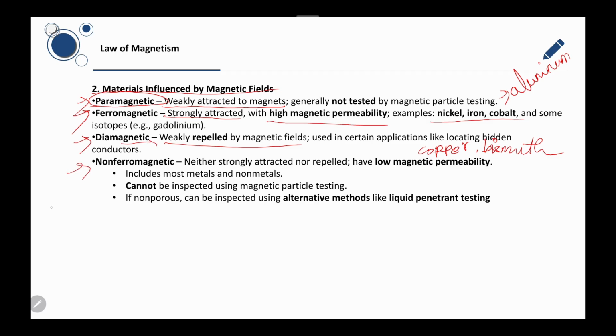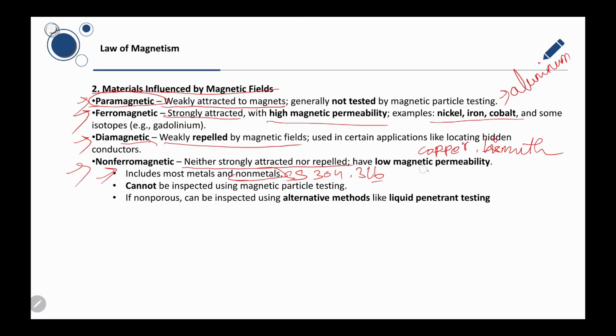The next one is non-ferromagnetic materials. They are neither strongly attracted nor repelled by magnets. They have low magnetic permeability, so magnetic fields pass through them without much interaction. It includes most metals like stainless steels, grades 304 and 316, and most non-metals also.